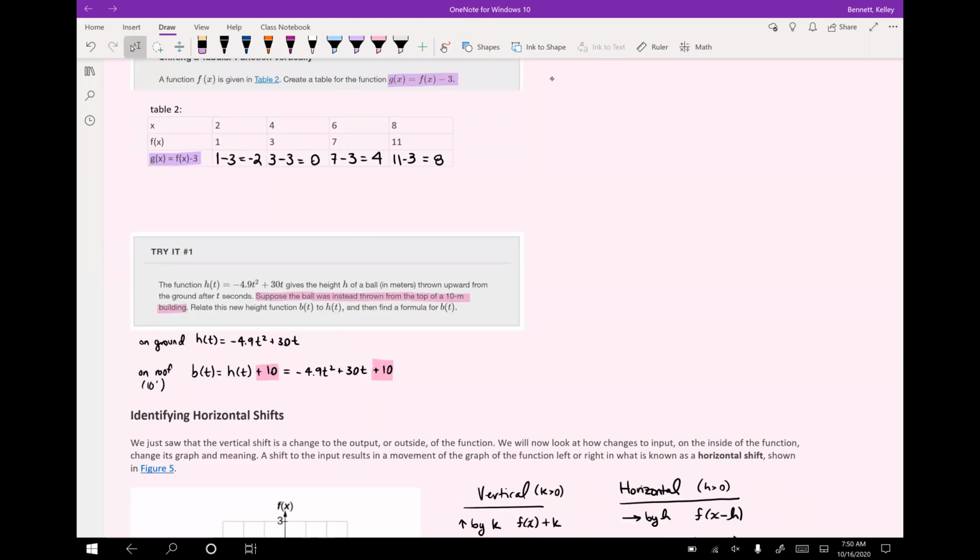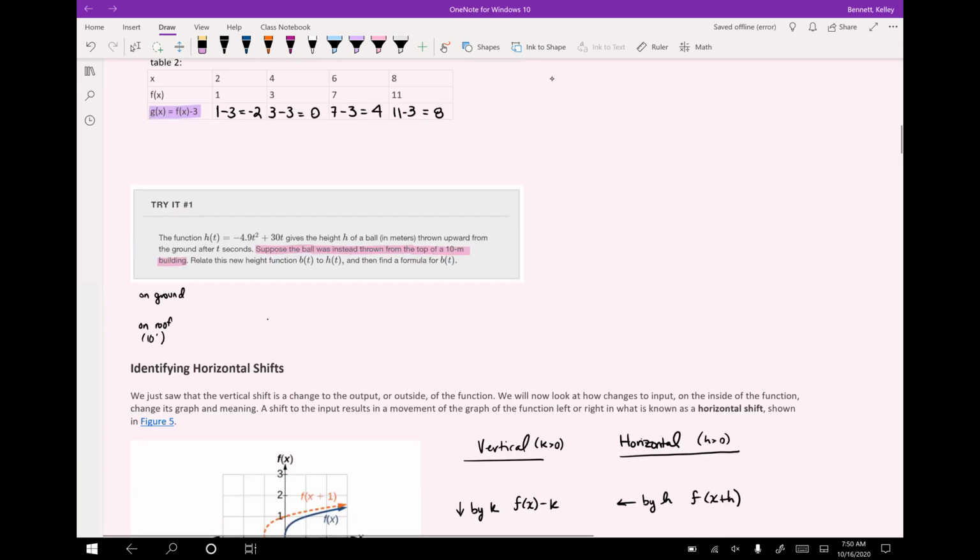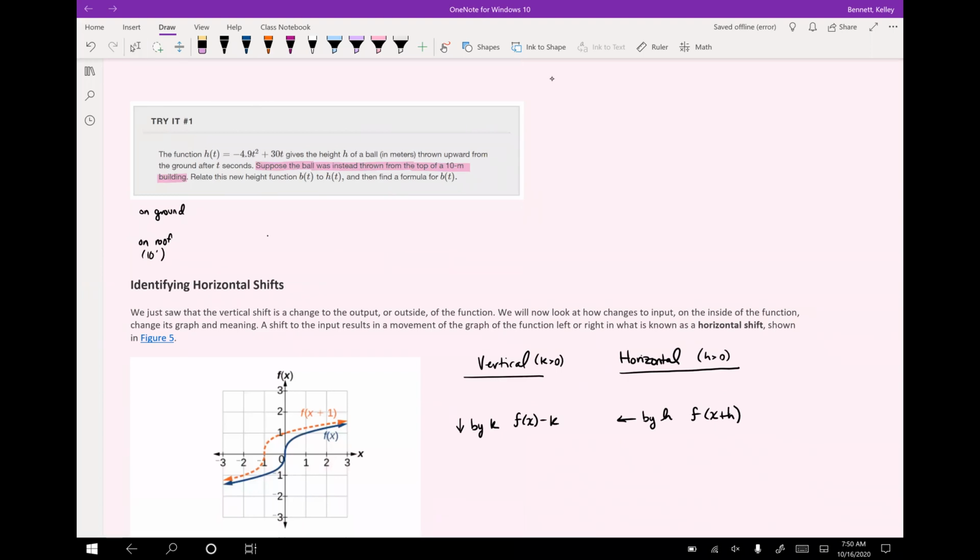All right, so next what we have is a ball being thrown from the ground. And we want to compare that to if we were instead throwing the ball from a rooftop. So we have this nice parabolic motion for the ball, and it's given by h of t. So that's h of t equals -4.9 t squared plus 30t.